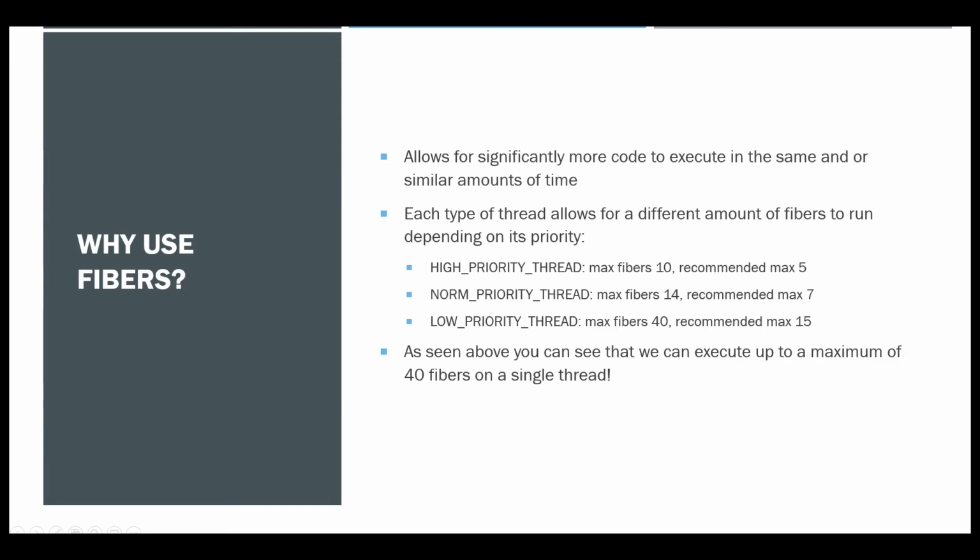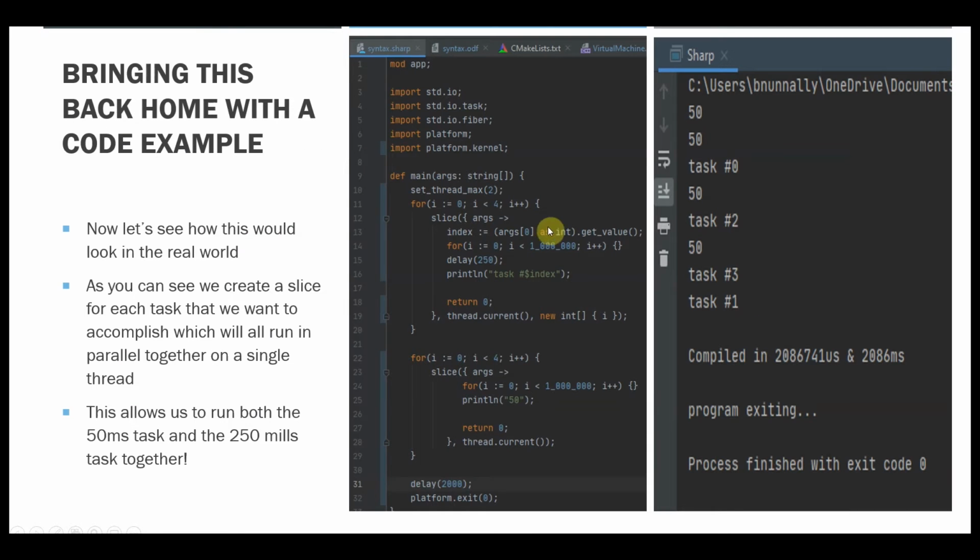So let's go through the list. For high priority threads, you can have a max fiber count of 10. I only recommend you have 5 though, because of that performance versus degradation thing. For normal priority threads, you can have up to 14 maximum, and I only recommend having up to 7. And for low priority threads, you can have a maximum of 40 and then a recommended max of 15. Now, if I go back here, I'm not setting the priority of this main thread, but the main thread usually starts with a max priority. So I'm already coming up to the limit here, where I'm physically only allowed to execute up to 10 tasks per second. And you can see here that I have 4 here, which makes a total of 8.